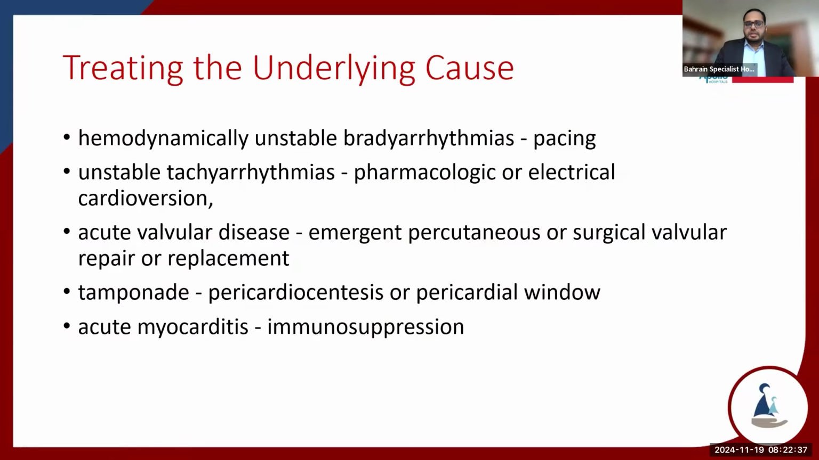Now, other causes need to be treated. If the patient has a bradyarrhythmia, we need to pace the patient. If he's having an unstable tachyarrhythmia like VT, VF, AF, or SVT, then we have to cardiovert these patients with a shock. If there is acute valvular disease, let's say acute mitral regurgitation, we have to do some intervention, either percutaneously or surgically.